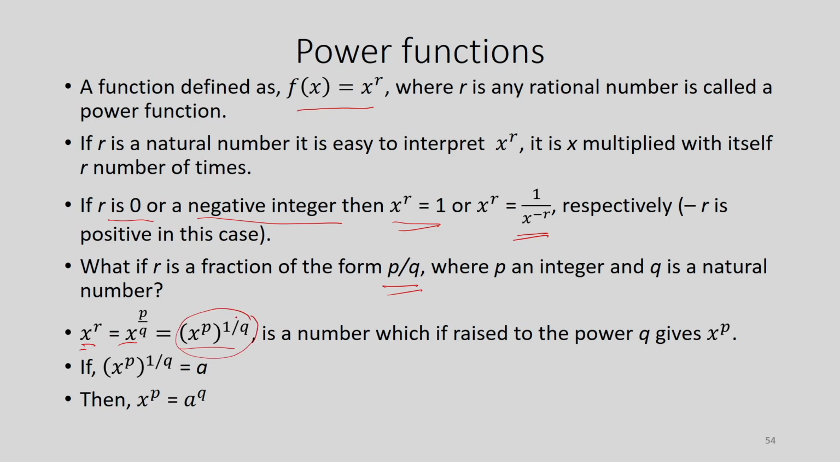So, this we can write. Then what happens, that p gets multiplied with 1 divided by q and you get p divided by q. But what is the interpretation of this number, x to the power p whole thing under brackets and to the power 1 divided by q? This is a number which, if raised to the power q, will give me x^p. Okay, that is easy to see.